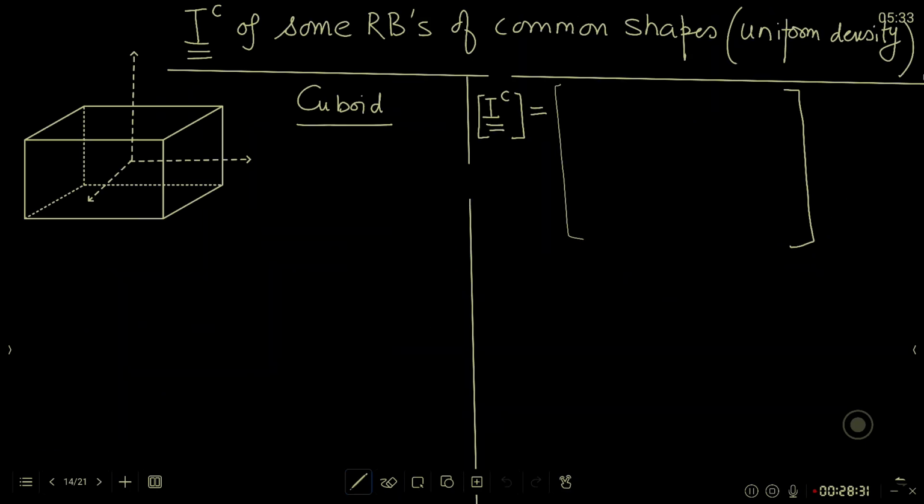Now the next thing that we are going to do is to find the full inertia matrix of some bodies of common shape. And I am assuming that these bodies have uniform density. Okay. And also I am going to find the inertia matrix of such bodies of common shape at their center of mass.